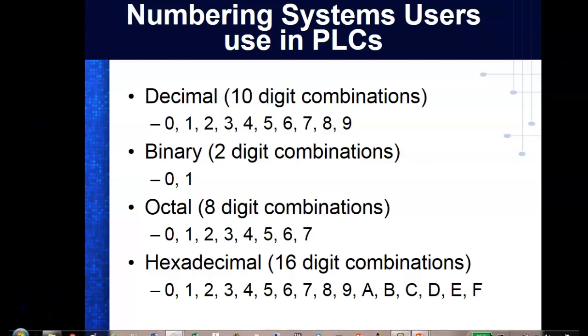So these are the four basic number systems used by PLCs. Decimal, which we're going to be predominantly using this semester. Binary. We're going to look at binary a little bit because when we look at the inputs and outputs, it's going to be binary, right? Octal is a base 8 number system, and hexadecimal is a base 16 number system.